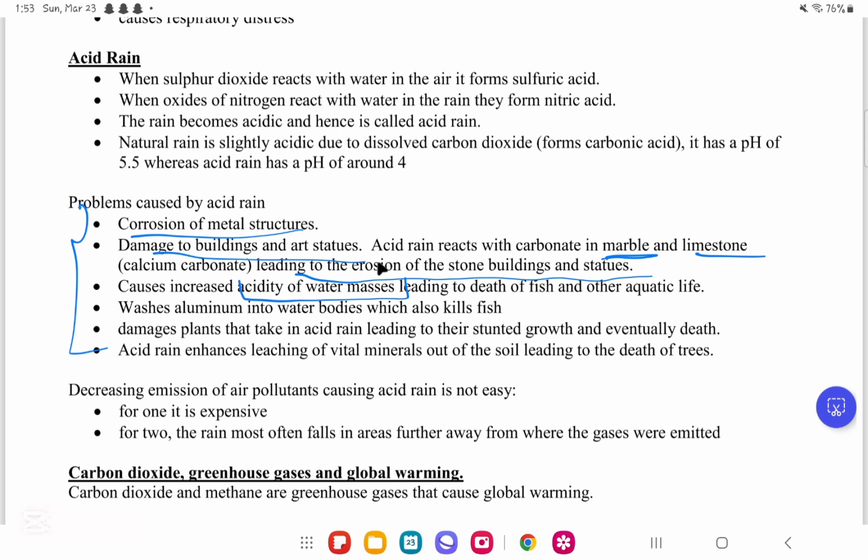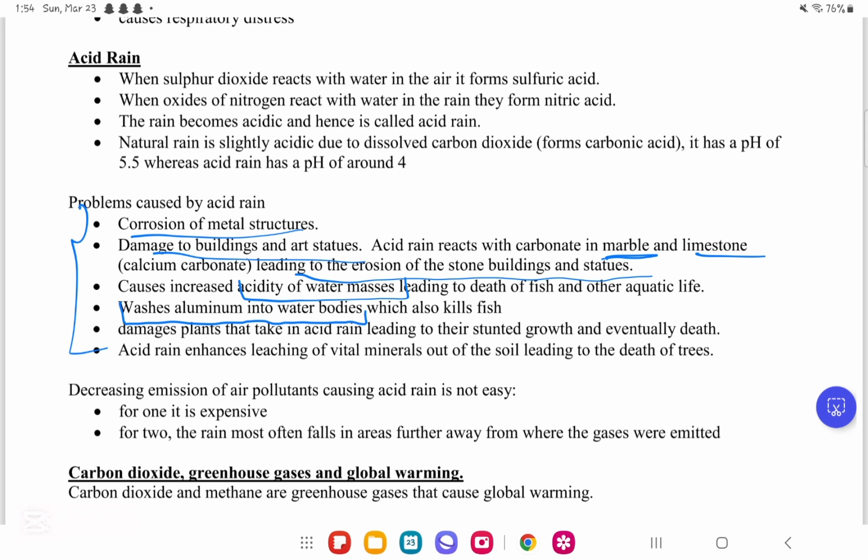This is very important. The acidic rain, okay? Usually normal rain will not do this, but acidic rain will wash aluminium into water bodies. And this aluminium, if it washes into the water bodies, is toxic and it will kill the fish. It damages plants that take in acid rain, leading to their stunted growth and eventually death. Yes, it could make them grow weirdly and then they will die.